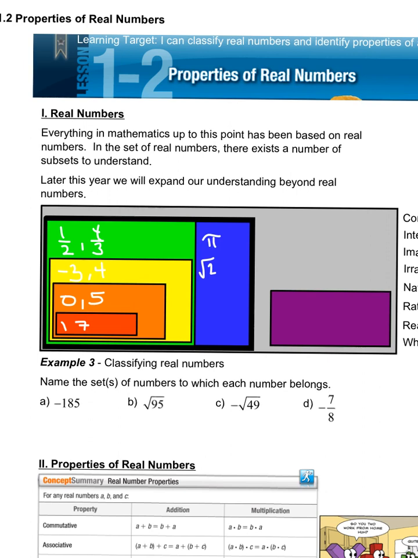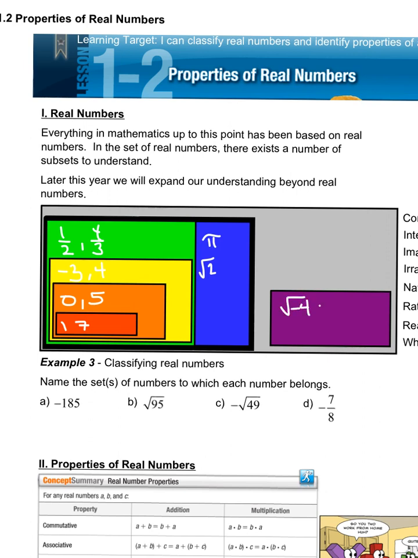Up to this point in math, you guys have only been concerned with the red, orange, yellow, green, blue boxes. These are all real numbers. Okay? And that's where your understanding of numbers has existed up to this point. But as we go throughout the year, we're going to find out not every answer in math has a real answer. It might have an answer like imaginary numbers.